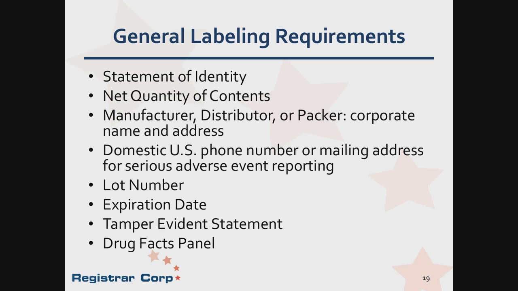We have what we call our statement of identity. You'll be declaring the net quantity of contents. You'll also be declaring the manufacturer, distributor, or packer. Importantly, you must include a domestic U.S. phone number or mailing address for adverse event reporting. We've actually seen a fair number of detentions recently where this requirement is cited, so it's important to know that it must be there. Lot numbers and expiration dates must also be included in many cases, as well as the tamper evidence statement. And of course, our ubiquitous drug facts panel is going to be part of the labeling for most over-the-counter drugs.